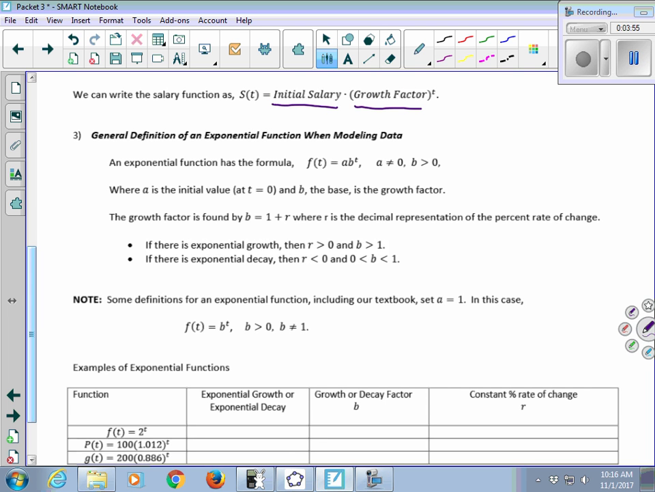If your growth rate, as a percent rate of change r, is positive, and that would make b bigger than 1, then you have exponential growth. If your percent rate of change is negative, so an investment you made is actually decreasing by 2% every year, right, then your r would be negative 2%. Your b would be between 0 and 1 because you're adding a negative number to 1. And in that case, you get exponential decay.